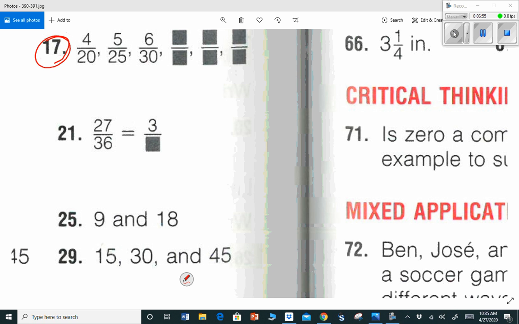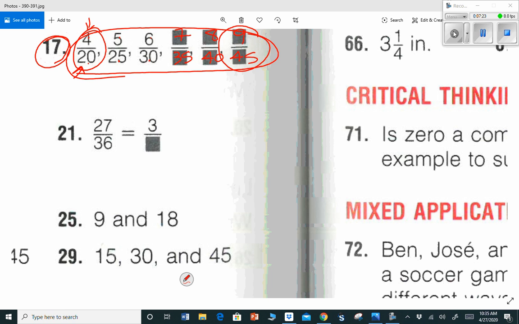Okay, we're not counting by 4's here. We're actually counting by 1's. 4, 5, 6, 7, 8, 9. We're not counting by 20's here. We're counting by 5's. 20, 25, 30, 35, 40, 45. So 9/45 is the same thing as 4/20, and all these other ones in between are equal as well.